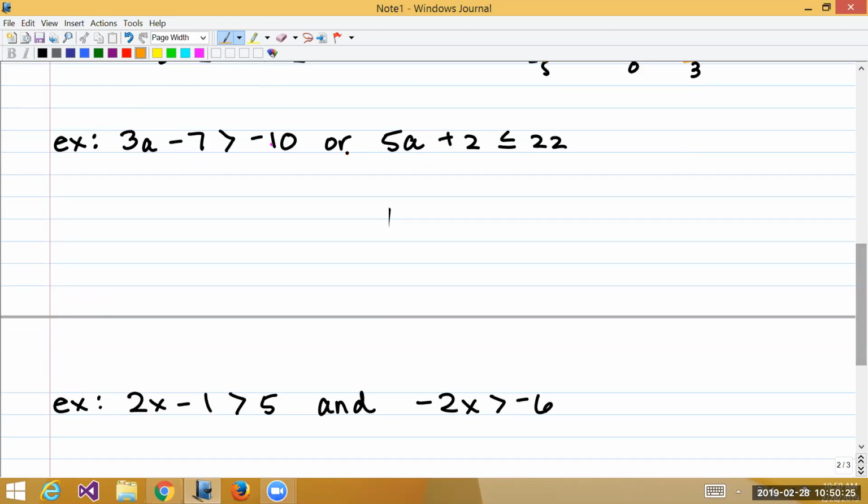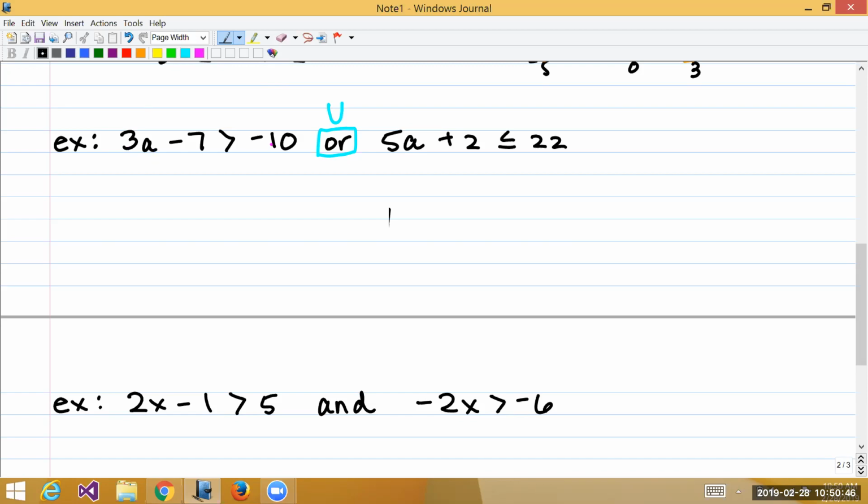Okay, now in this one, notice the key word. The key word here is "or." Or implies a union. So we'll go ahead and solve each inequality. We can go ahead and graph each one on the same number line, and our solution will basically be a combination of everything that gets graphed.